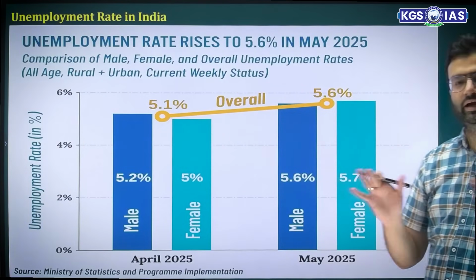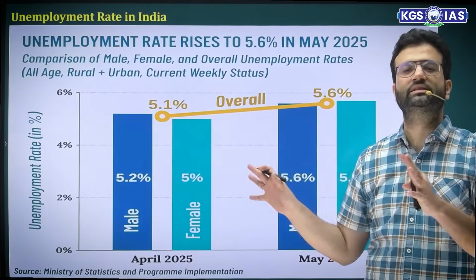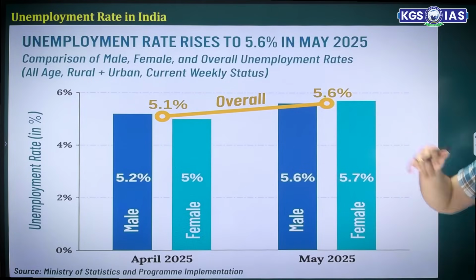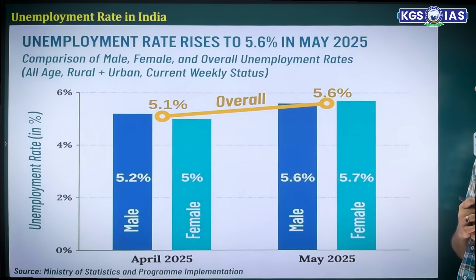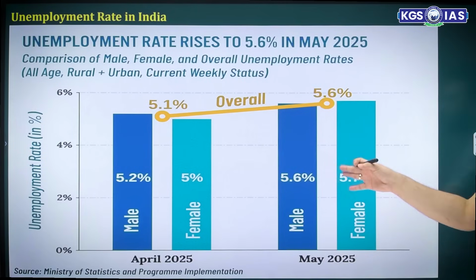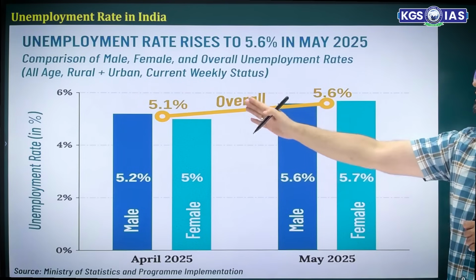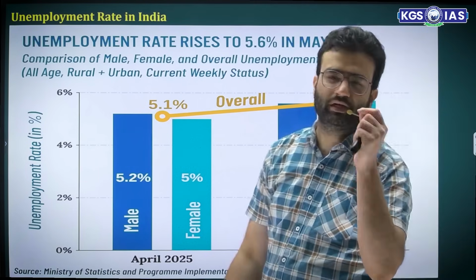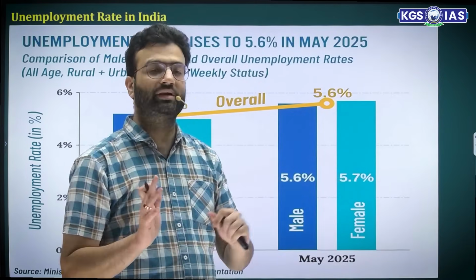Now, moving ahead with the components and features, let's discuss some details about the current situation in India. If you talk about the unemployment rate in our country, in April 2025 it was almost 5.1%. For males, it is 5.2, for females, it is 5%. In May 2025, for males, it is 5.6, for females, it is 5.7. So on average, it increased from 5.1 to 5.6. Now you may say it's just a nominal increase. But friends, this is not a nominal increase.